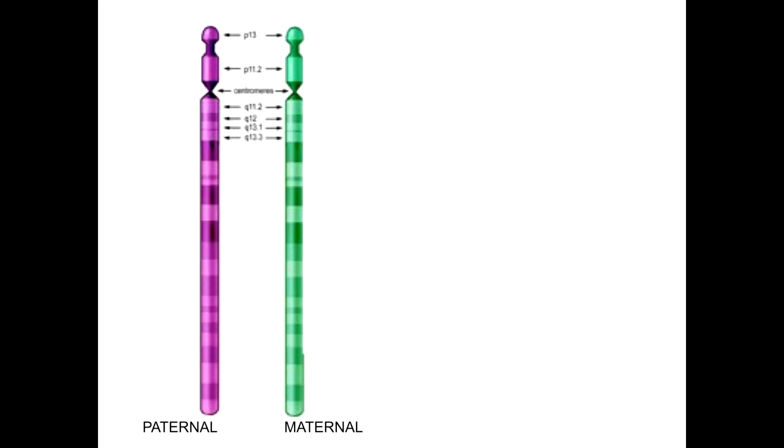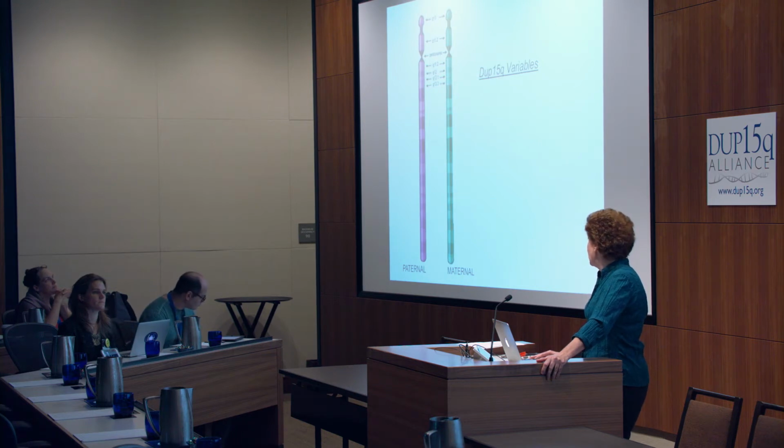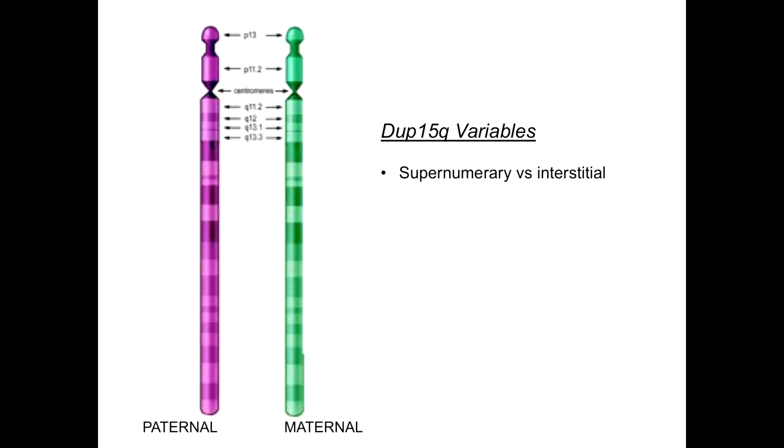And then just to show you a few graphics about what we're talking about with the DUP. This region, in addition to having variations on how you can get DUP15Q syndrome, also is one of the regions affected by imprinting. So maternal versus paternal is important when we're thinking about this. So if we think about maternal and paternal 15s, the regions and the variables we're talking about is, when we have somebody with this syndrome, is it supernumerary? Do they have a whole extra chromosome derivative?